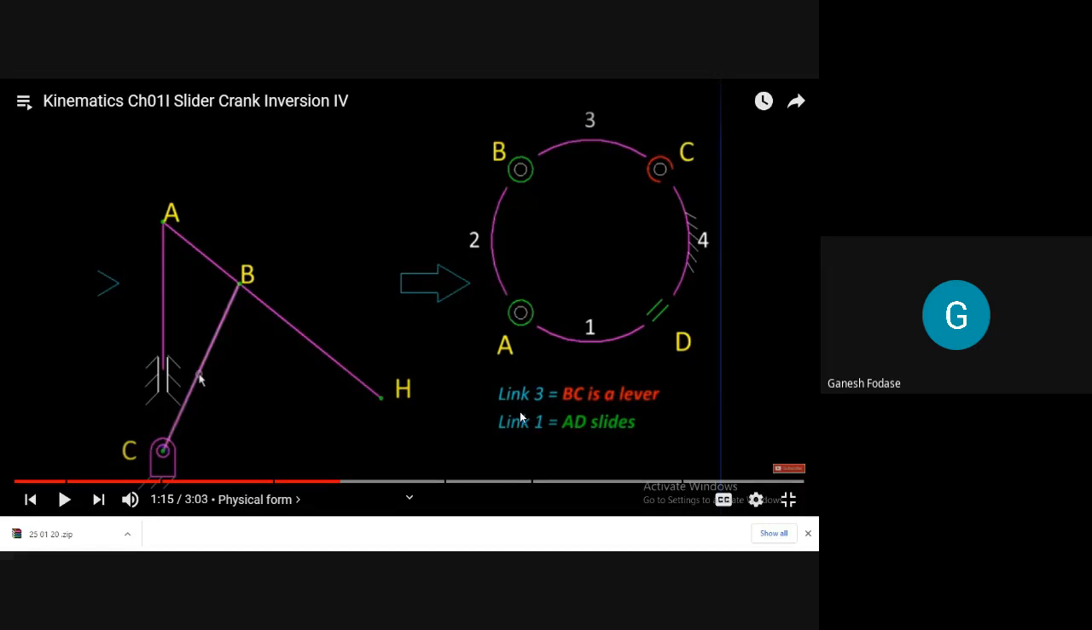I may share them on Google Classroom also, just for reference. Okay, you observe link number 4 is fixed here. Link 4 is fixed, and the other turning pairs are known to you. So let's go through the animation again.